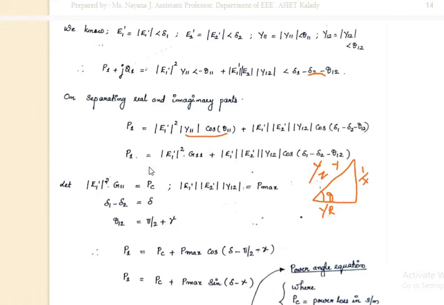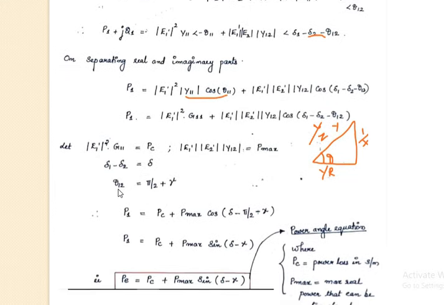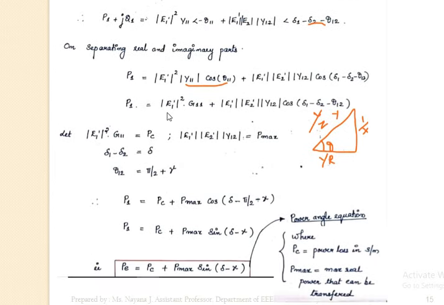Okay. Now we are giving some notations over here. Let this entire term be represented by PC. Then E1, E2, Y12 will be represented by P max. Delta 1 minus delta 2 is represented by delta. Theta 12 is equal to pi by 2 plus gamma. Gamma is yet another value we will discuss. Okay, so if these assumptions are made, you can write P1 is equal to PC plus P max cos of delta minus pi by 2 minus gamma.